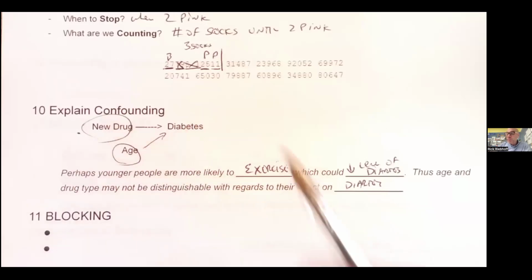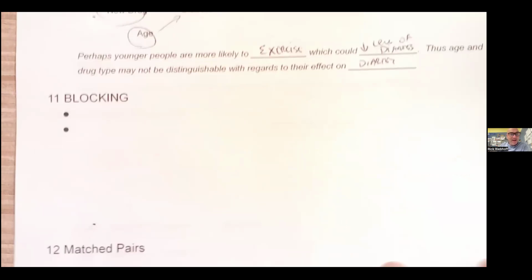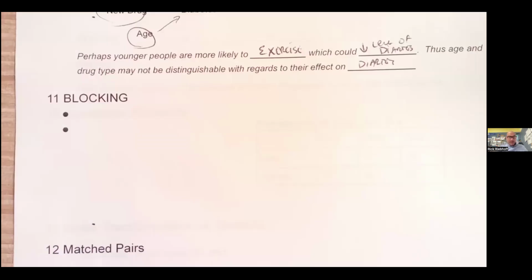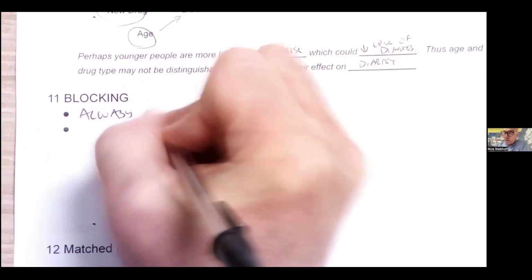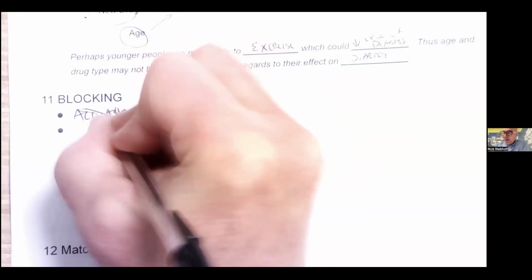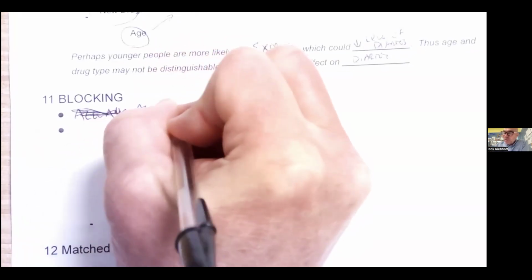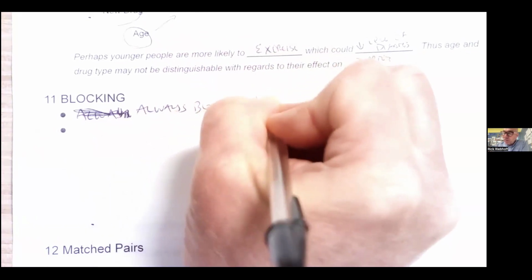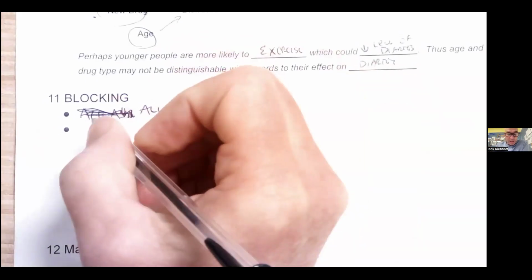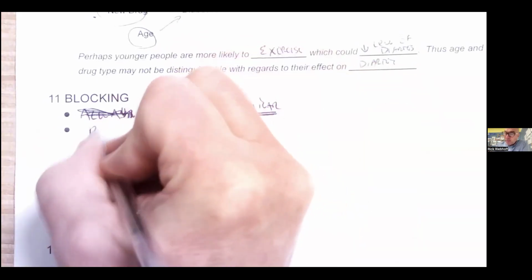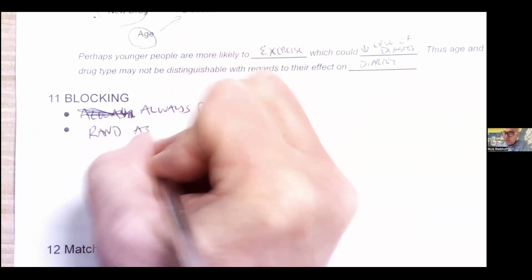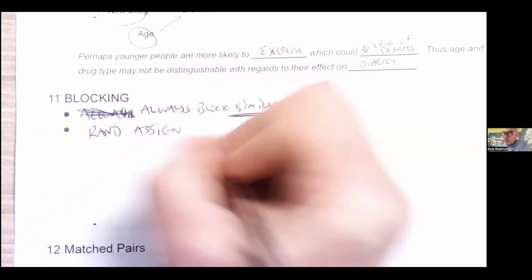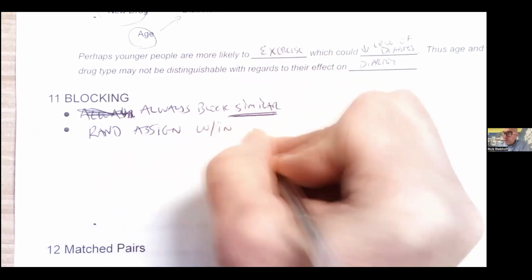So what should we do? We should probably block. Yay, blocking. I'm going to get my notes, make sure I'm getting everything right here. Always block similar. Always, I'll try again, I'm trying to go fast. Always block similar. And then we must randomly assign, so random assignment within each block.